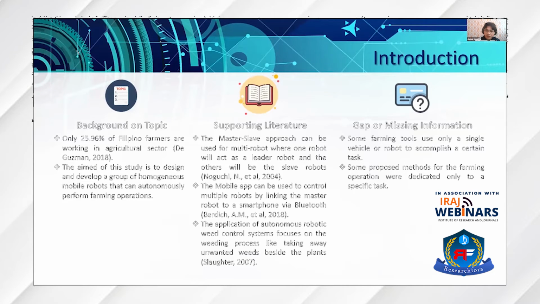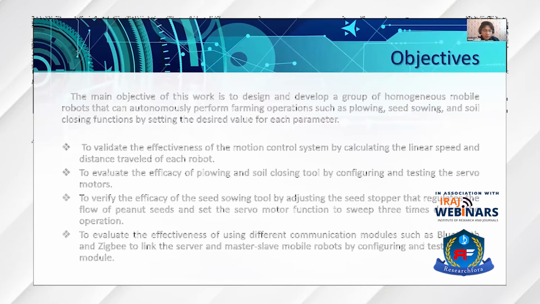For the gap or missing information, some farming tools use only a single vehicle or robot to accomplish a certain task. And some proposed methods for farming operations were dedicated only to a specific task. The main objective of this work is to design and develop a group of homogeneous mobile robots that can autonomously perform farming operations such as plowing, seed sowing, and soil closing functions by setting the desired value of each parameter, such as the row position, the composition, the depth of soil, as well as the number of seeds to be distributed in the field.